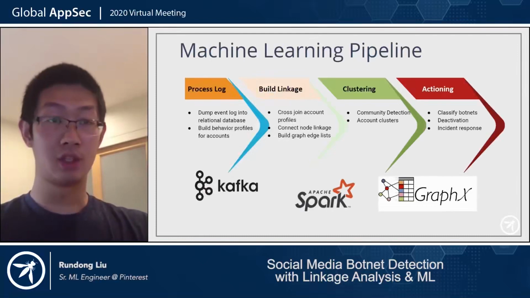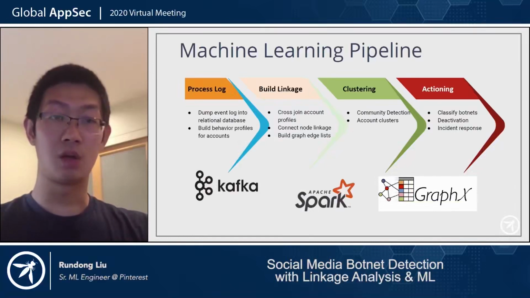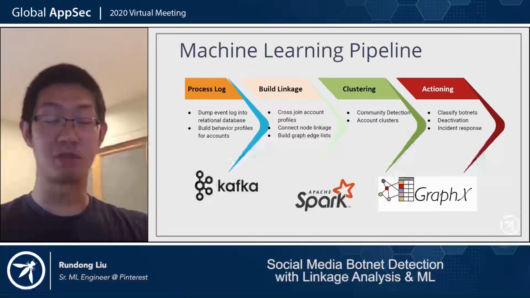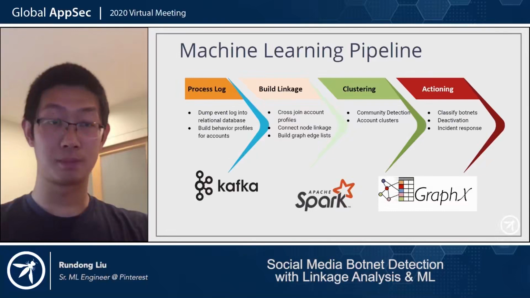So this slide shows the pipeline we have for the machine learning models. It contains 3 stages. First, we need to collect features by processing the logs. We'll dump the event log from the user frontend into a relational database. Basically, it's a column-based database with different features. We'll also try to build behavior profiles for each account.